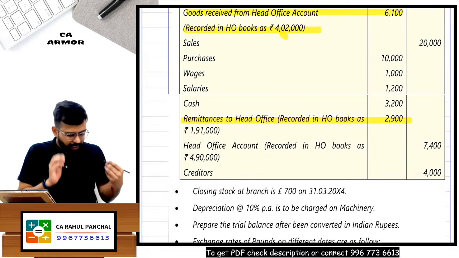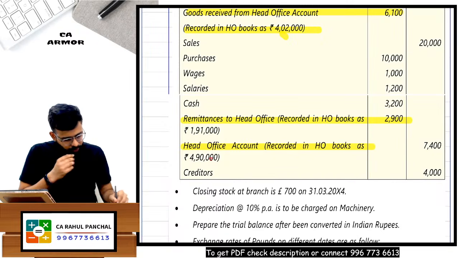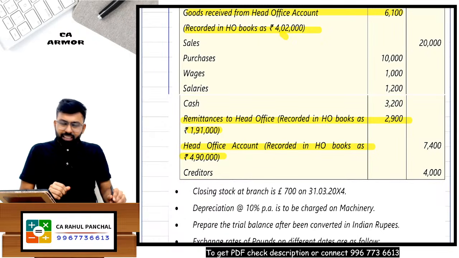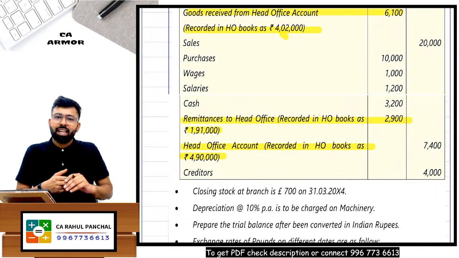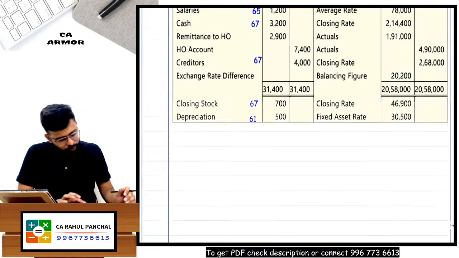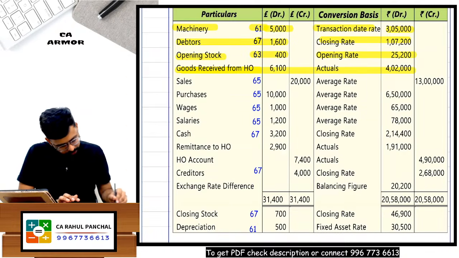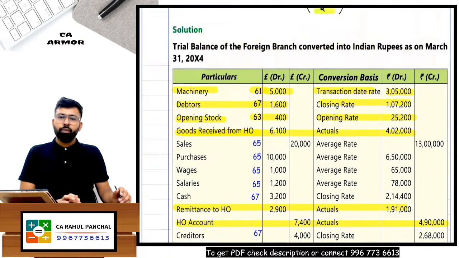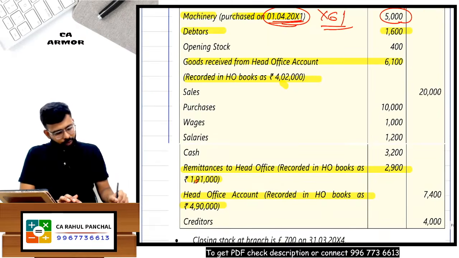There are other things also with HO: the remittance part to HO, or the head office account. These values are there, 1 lakh. These are already converted into rupees: 1,91,000 and 4,90,000. So look, 1,91,000 and there was one 4,90,000. Understand this? These two, 1,91,000 and 4,90,000.